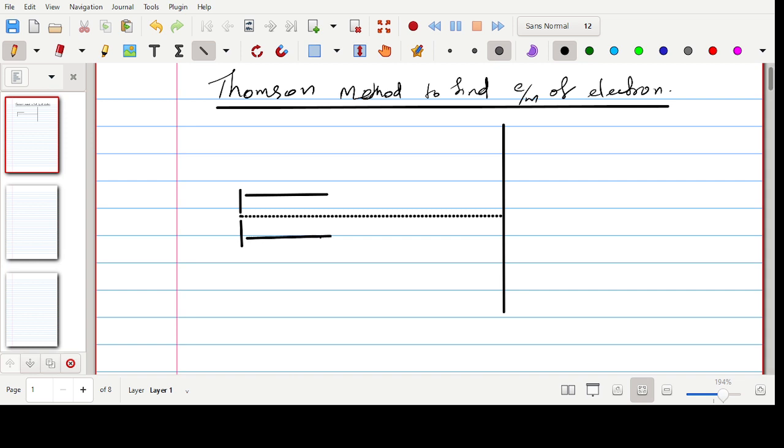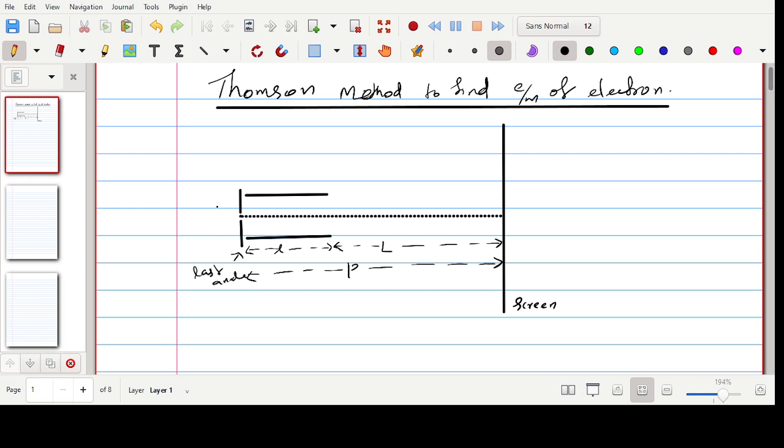downward direction. So these are the plates for applying the electric field, and we are applying the electric field along the downward direction. Let small l be the length of this plate and capital L be the distance from the end of this plate to the screen. This is the screen. And this total distance I am taking as P. This is the last anode.